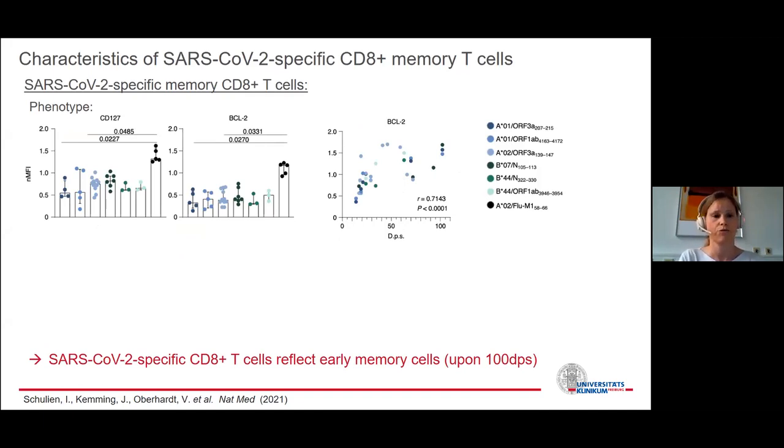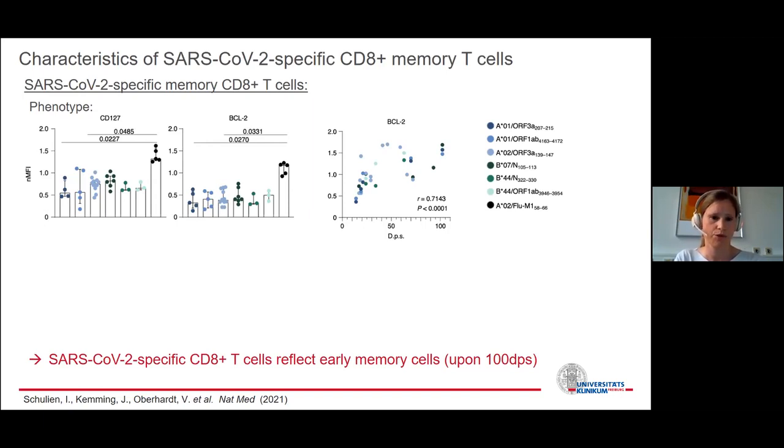To check for this, we stained for CD127, the IL-7 receptor alpha chain, which is really important for the homeostasis of the CD8 T cells. We also checked for the expression of BCL2, the anti-apoptotic molecule. Again, here in blue and green are the SARS-CoV-2 specific CD8 T cells, and in black, the influenza specific CD8 T cells.